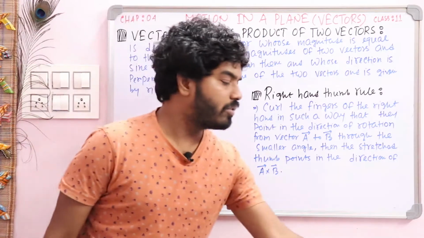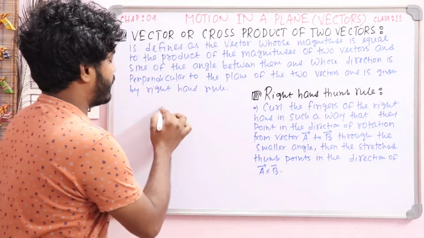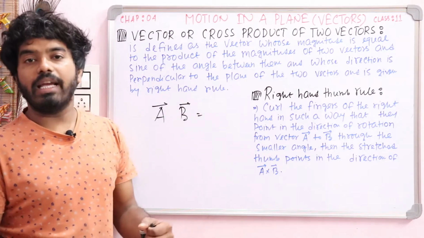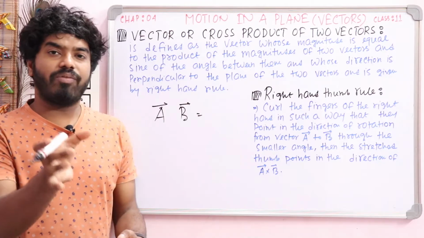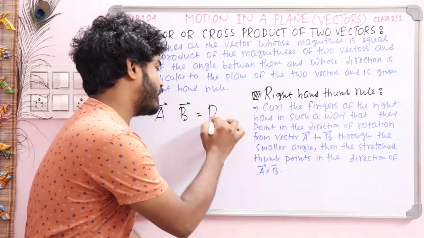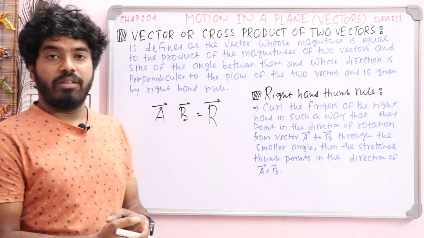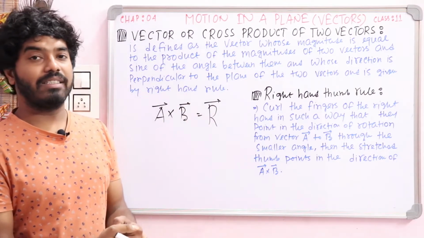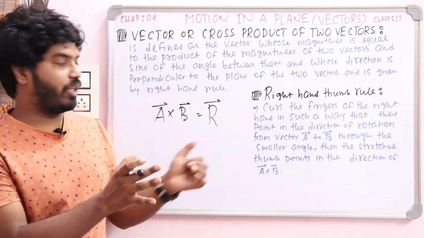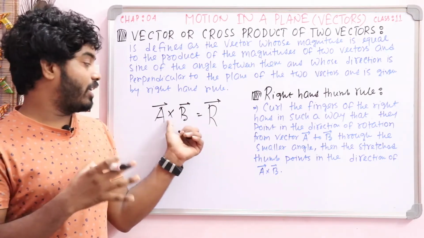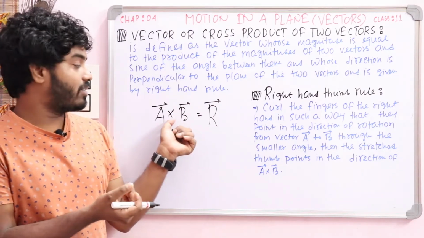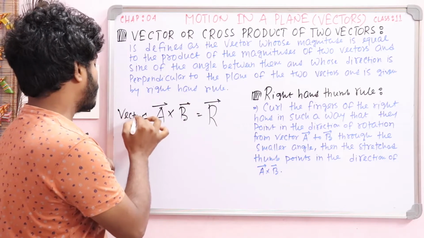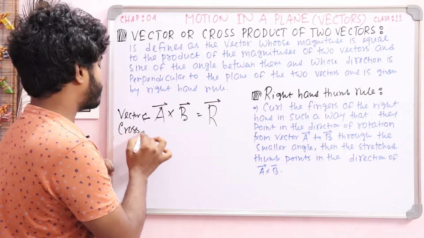Write it down. Suppose two vectors A and B, and here the multiplication of vector A and vector B obviously gives a vector quantity. Suppose this vector is represented by R, and it is represented with this symbol cross. That's why it is named as vector product, because the result is a vector, and it is also named as cross product. So it has two names: one is vector product, or you can say cross product.